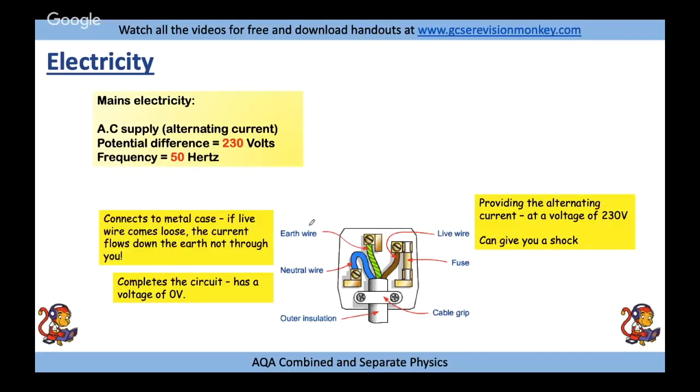Okay, what about this earth wire then? So it's not involved in sending electricity to the component or back again, but inside the machine, it connects to the metal case. So something like a fridge or an oven or a freezer, if the live wire inside comes loose and touches the metal case, well, instead of going through you, the current flows down the earth wire, not through you. And that's because it has a really low resistance. Okay, and electricity wants to take the path of least resistance, so it goes down the earth wire, not you.